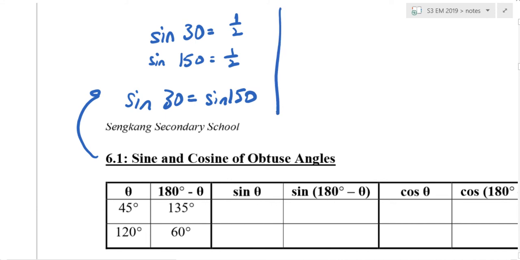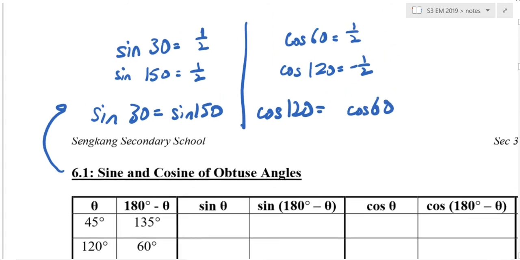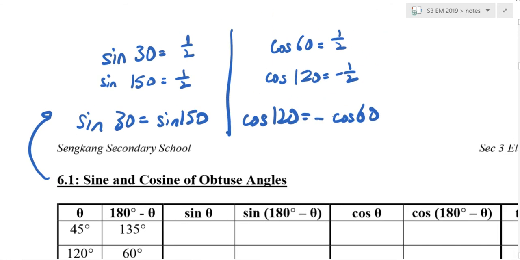Yes. Can you help me again? Cosine 60. What do you get? Half. Cosine 120, negative half. Then do you agree that cosine 120 is equals to cosine 60? Oh, negative 60. Does it make sense?